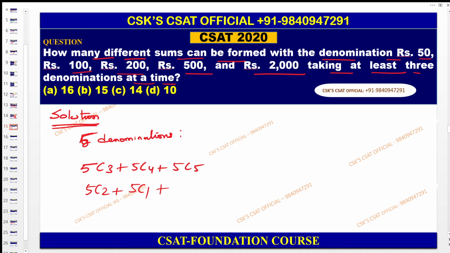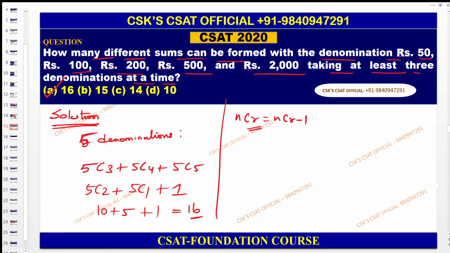So these are the properties I explained in the combination video, right? Foundation you have to watch. So here 5C2 is nothing but 10, 5C1 is nothing but 5, and this is nothing but 1. The total here is 16. Now this property I used, NCR is equal to NCN minus R, provided when you are subtracting, the resultant must be lesser. Okay, this condition I mentioned.